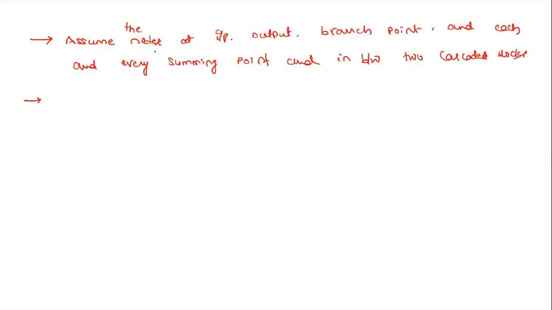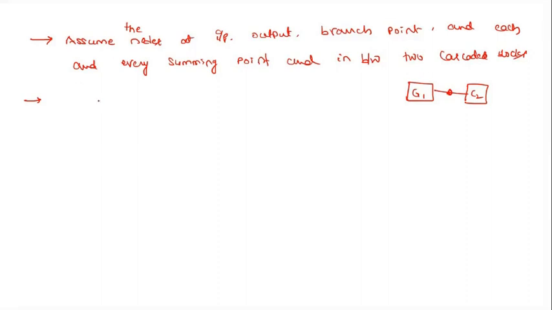So assume the nodes. That means in the signal flow graph we'll have 1, 2, 3, 4, 5, 6, 7, 8 nodes like that. Those nodes you can assume at the input side, output side, branch points, summing points, and in between cascaded blocks. Suppose you have two cascaded blocks like G1 and G2, in between these two you can also assume a node. That is the point given in between two cascaded blocks. This is the very first point.